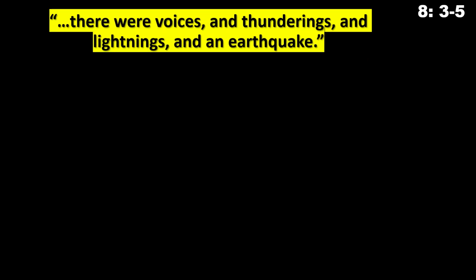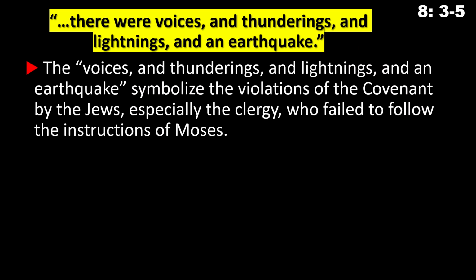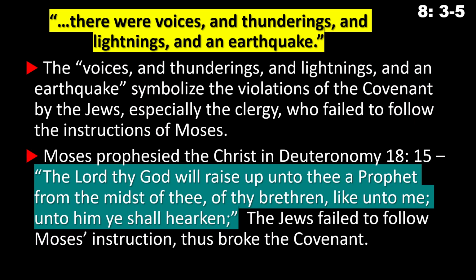Then we get to this phrase, "There were voices and thunderings and lightnings and an earthquake." The voices and thunderings and lightnings and an earthquake symbolize the violations of the covenant by the Jews, especially the clergy who failed to follow the instructions of Moses. How did they fail to follow the instructions of Moses? Moses prophesied the Christ in Deuteronomy chapter 18, verse 15, quote, "The Lord thy God will raise up unto thee a prophet from the midst of thee, of thy brethren, like unto me. Unto him ye shall hearken." End quote. The Jews failed to follow Moses' instruction, thus broke the covenant.